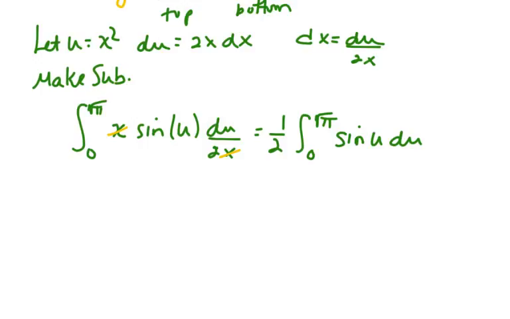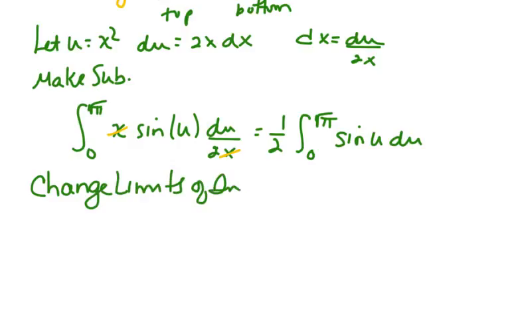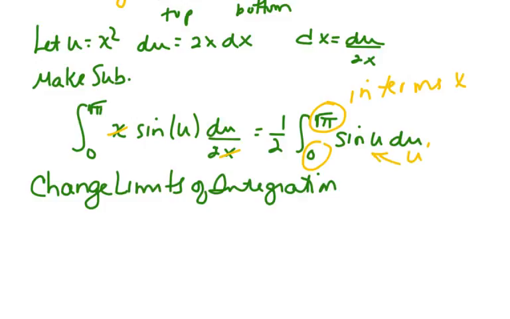But remember, we have to put in another step here to change the limits of integration. Right, because we have the integrand in terms of u, but these limits of integration are in terms of x. So we've got a mix here. We've got u's and x's, so we've got to change one of them. I don't care which way you go. I'm going to do a substitution all in terms of u, so I'm going to change the limits of integration.